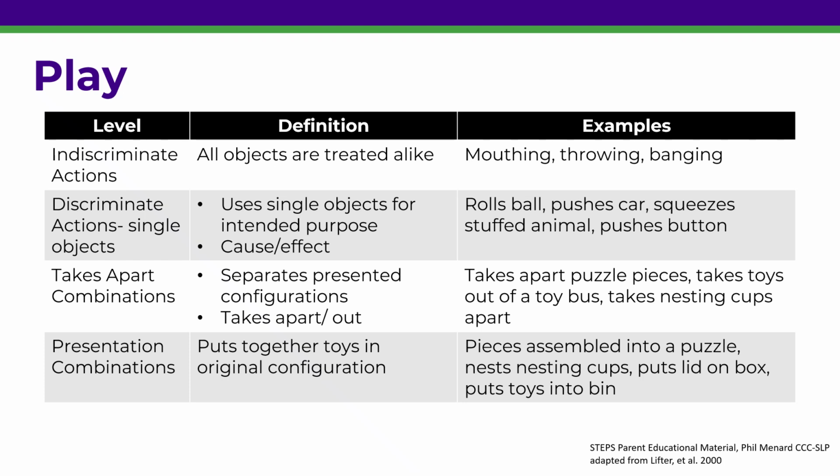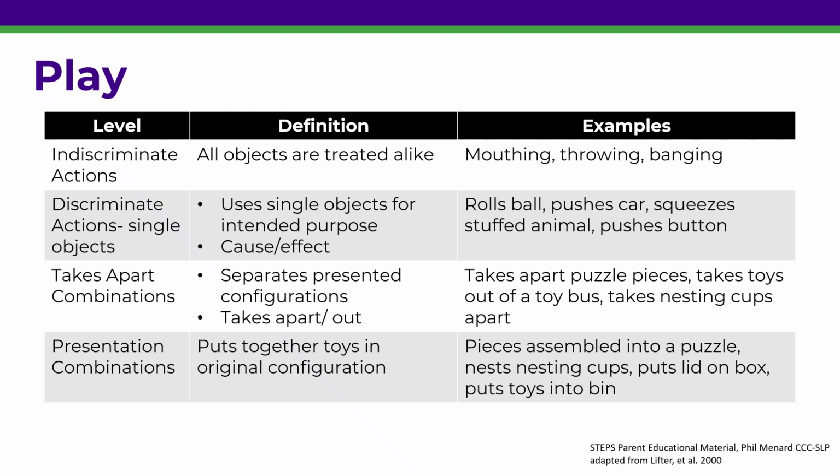Here are the beginning of play levels. So at the very beginning, we have indiscriminate actions. All objects are treated alike, so you might see mouthing, throwing, and banging items. It's important, I think, to realize that this is an element of play. This is exploring our environment and engaging with our surroundings. And so often ways to promote engagement with your child is joining in with some of these activities.